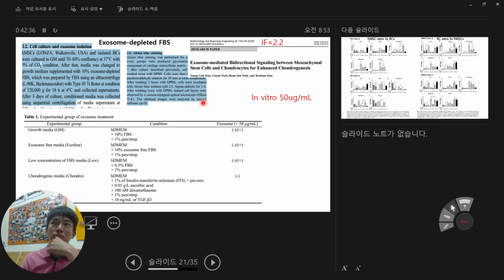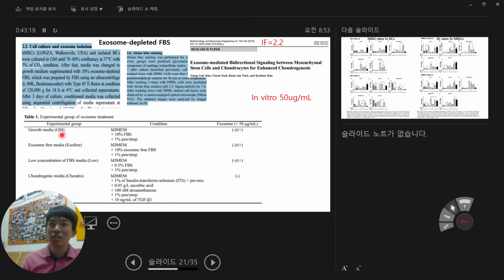Okay, yeah, briefly. Within 10 minutes I'll finish. So they used exosome-mediated bidirectional signaling between MSC and chondrocyte for enhanced chondrogenesis. So how did they use the exosome? They used exosome-depleted FBS, and after 3 days of culture under the exosome-free FBS condition, the conditioned media was collected for ultracentrifugation. And then they especially did Alcian blue staining for confirming the effect of the chondrogenic exosome on chondrogenesis. So this is their method.